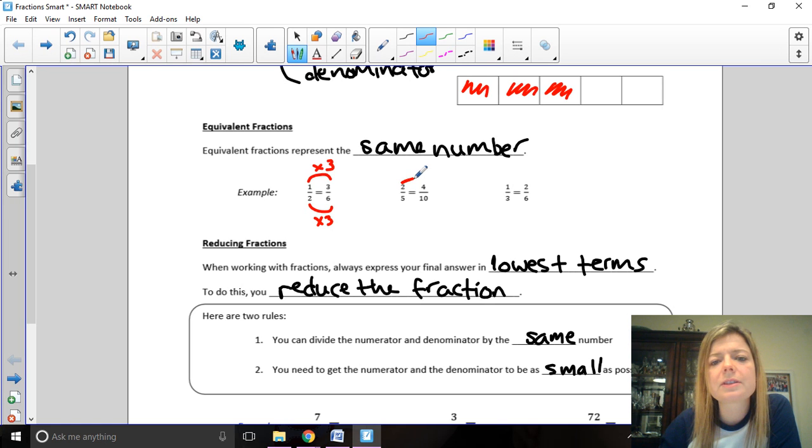Here, 2, to get to 4, you multiply by 2. And 5, you multiply by 2 as well. So 5 times 2 is 10. 2 times 2 is 4. So these are equivalent.